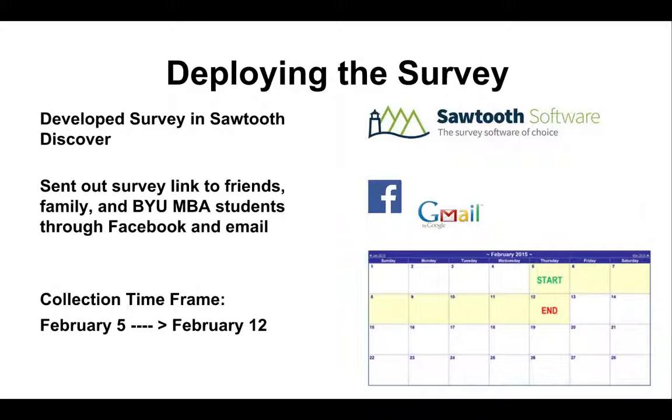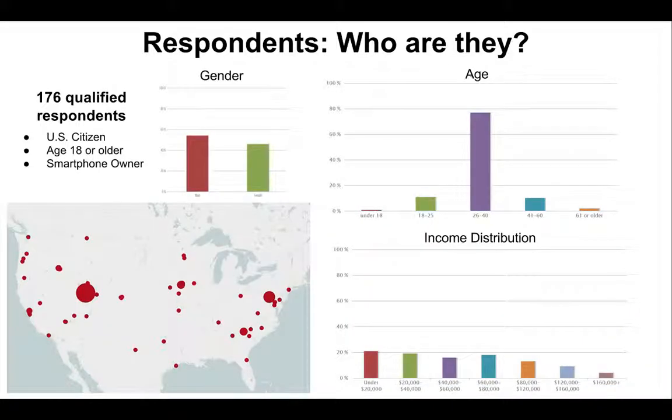We again used Sawtooth software and sent it out to family, friends, and other MBA students. We gave it a week, starting February 5th, ending February 12th. We were very pleased with the response. We had 176 qualified respondents, and as you can see, there was an even distribution among gender, income distribution across the United States geographically, and then you can see the age distribution as well.